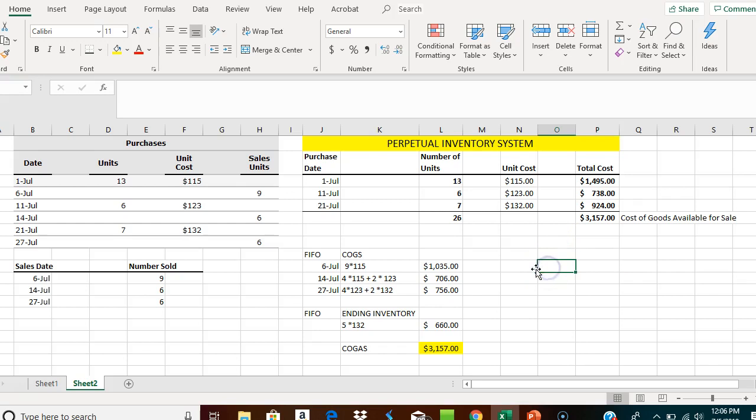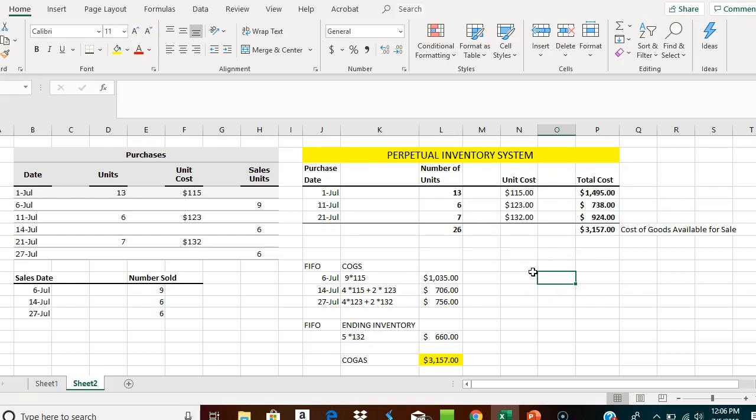So again, with the perpetual inventory system, you can compute your cost of goods sold on each individual sales date, not at the end of the accounting period. So this would be our calculations for FIFO. Next, we're going to do our calculations for LIFO. Okay, so I'm going to put the LIFO cost of goods sold on the other side.